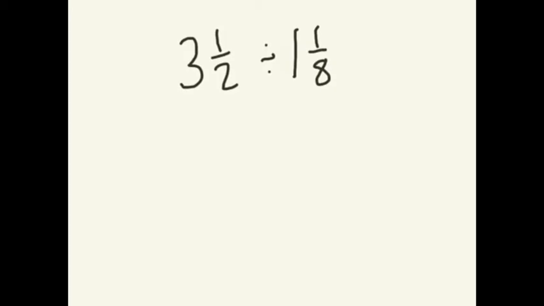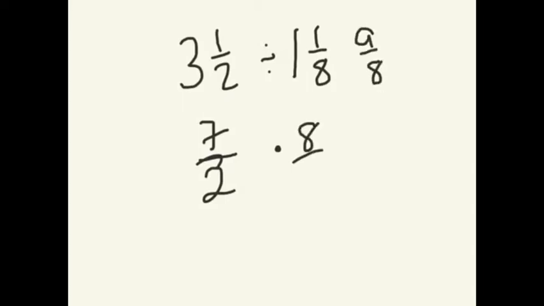Again, another division problem. I'm going to go ahead and turn them both into improper fractions. 3 times 2 is 6, plus 1 is 7. I'm going to change the division problem to a multiplication problem. 1 times 8 is 8, plus 1 is 9, so that's 9/8. I'm going to take the multiplicative inverse and make it 8/9. I probably should have done that in 2 steps. I probably should have rewrote the problem as 7/2 divided by 9/8, and then kept, changed, and flipped.